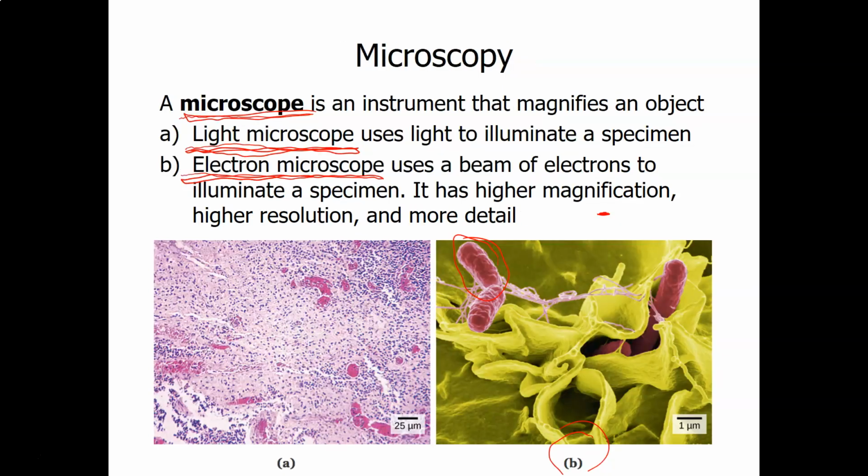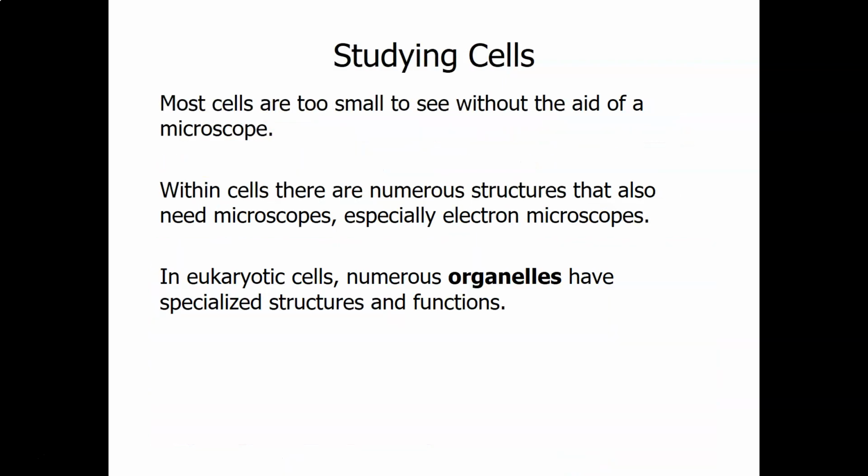So electron microscopes are used particularly if we want to see the inside of a cell, the structures inside the cell, which we're going to learn are called organelles. And if we want to see viruses, we don't have a choice but to use an electron microscope.